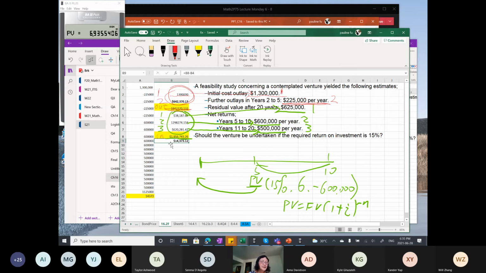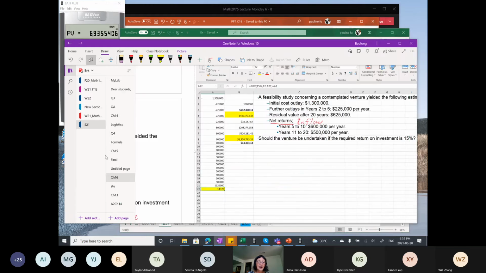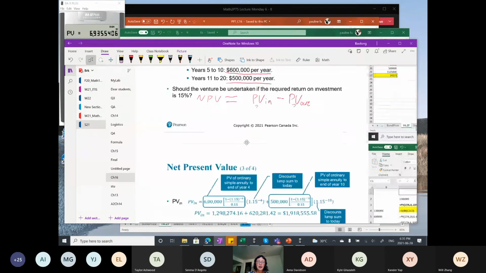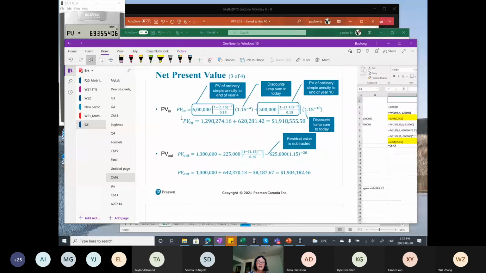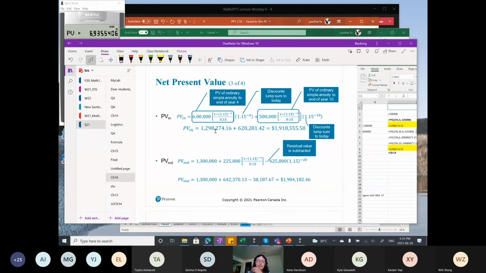Okay, any questions? So this is the Excel FV function to calculate PV. And the PowerPoint slide also gives you the formula method here. It is different. In the formula method, money in is put like this. So this is the formula method in this slide. That calculated money in, money out.